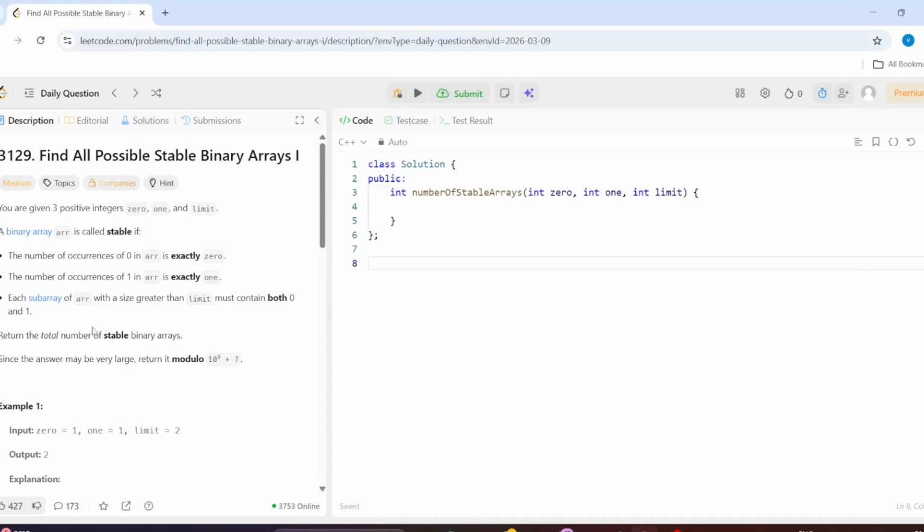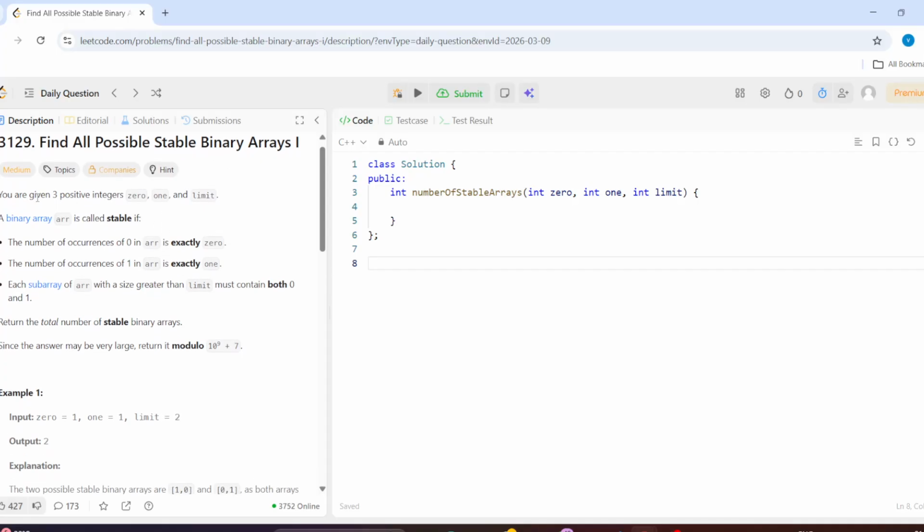Hello guys, today we are going to do the daily LeetCode problem: Find all possible stable binary subarrays 1. In this question, we are given three positive integers: zero, one and limit.